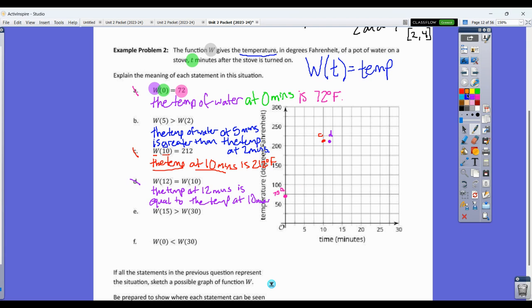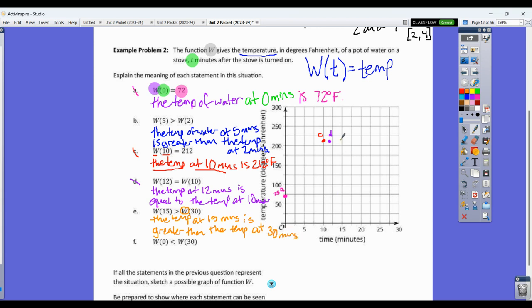If we keep going from here, let's see, W of 15. Okay, so back to one that's like B. So hopefully you have the idea of this. So the temp, and again, I'm talking the temp of the water, at 15 minutes, okay, so think about that, is, in this case, greater than the temp. Again, the temp is coming from this W that's here. So the temp at 30 minutes.